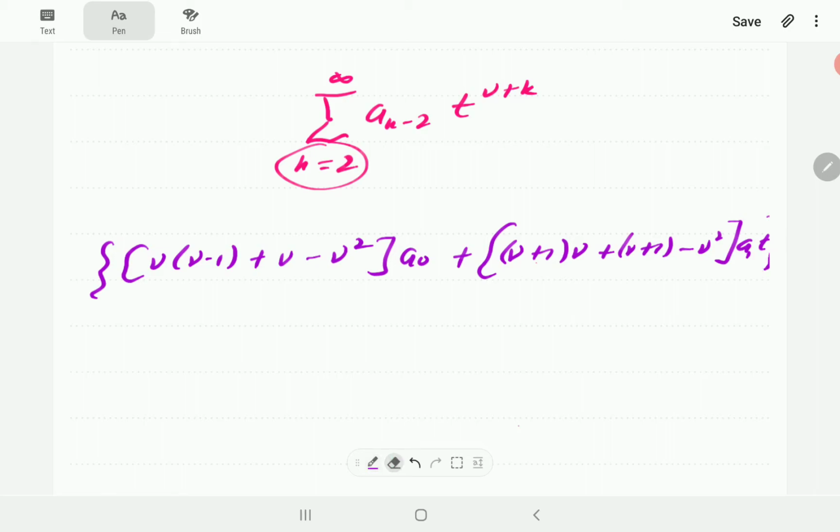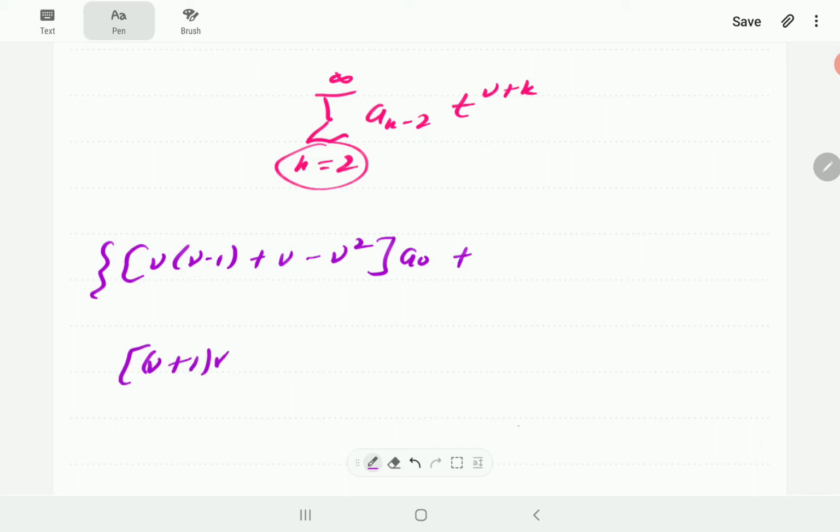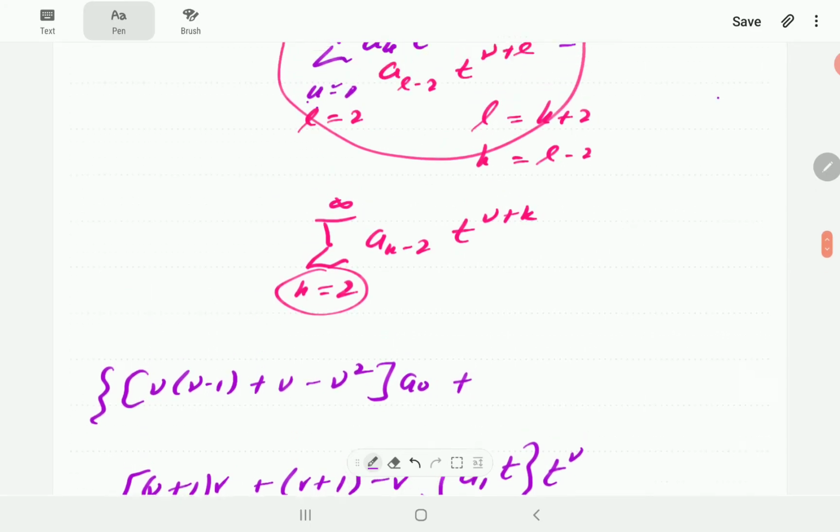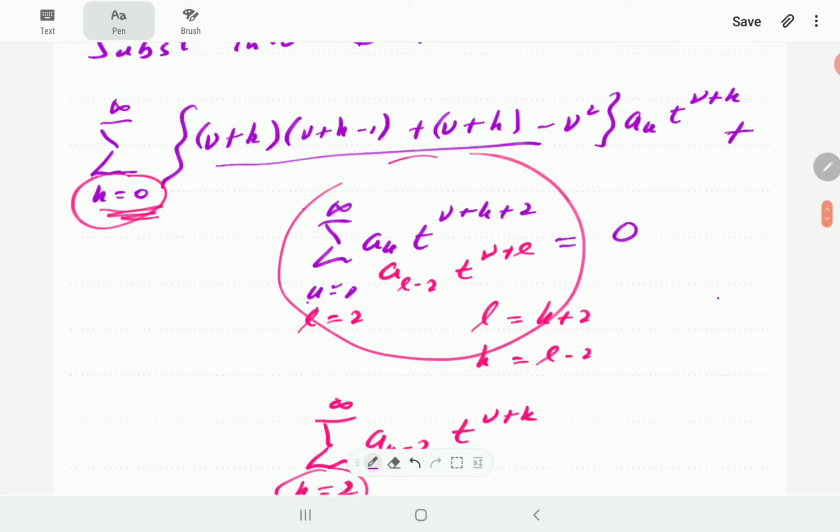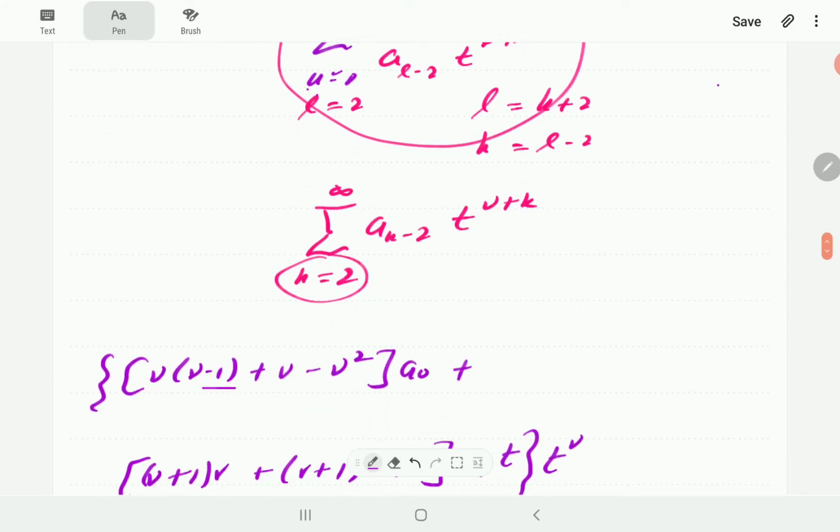So maybe it's best to bring this term here. So we're going to have nu plus 1 times nu, and then the middle term is going to be nu plus 1. The last term is still going to be nu, then a1t. Okay, then everything here is multiplied by t to the power nu. So what we're saying is that when k is equal to 0, it's going to be nu times nu minus 1, which is this term here.